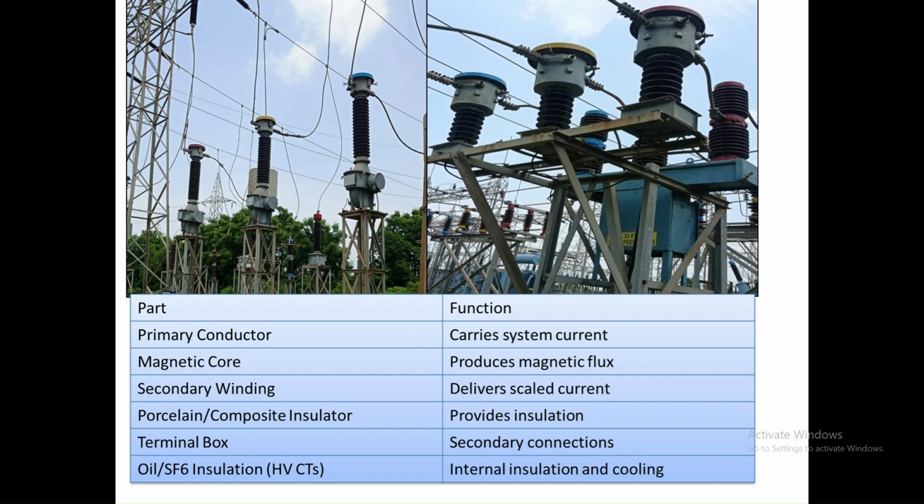So what are the functions of the parts? The primary conductor carries the system current, that is the high value of current. The magnetic core produces the magnetic flux, similar to our transformers. The secondary winding delivers the scaled current, the step down current. The porcelain or composite insulator provides insulation. The terminal box is used for the secondary connections to the equipment we want to connect through the CT console box. And the insulation can be oil or SF6 for insulation as well as cooling.